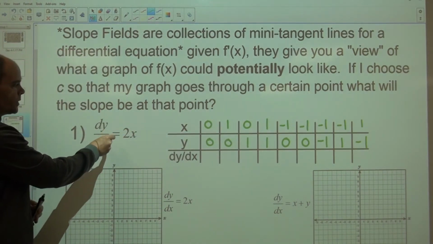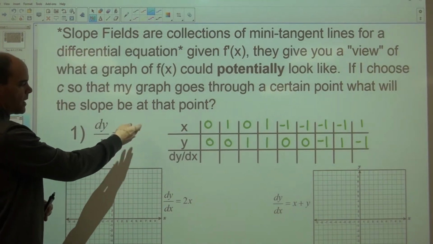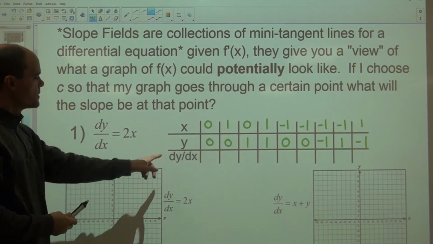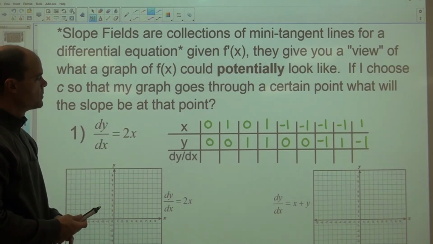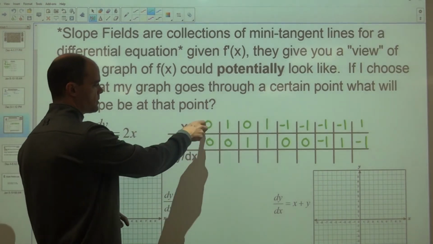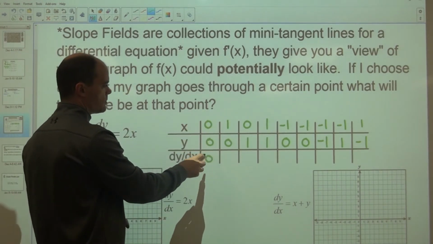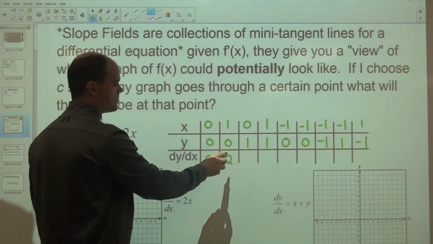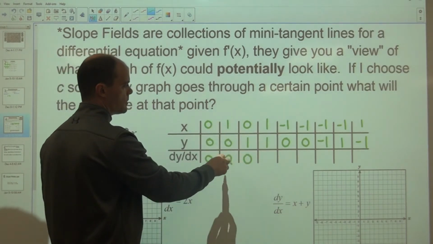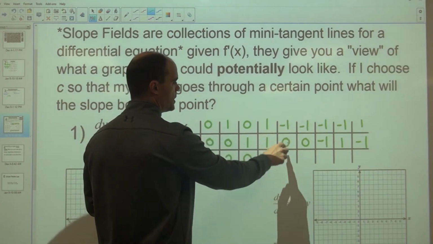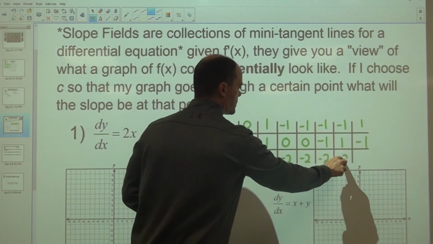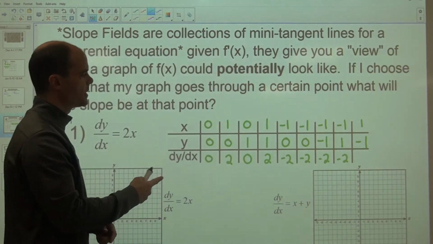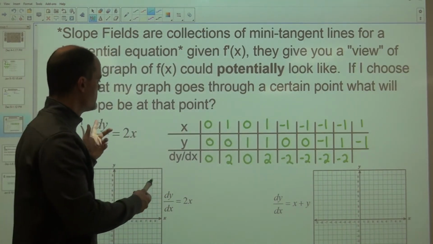Well, this one's only in terms of x. There is no y value here. So basically, the slope will be equivalent to 2 times whatever my x input is. Well, 2 times 0 is 0. 2 times 1 is 2. 2 times 0 is 0. 2 times 1 is 2. Negative 2, negative 2, negative 2, negative 2. And when I get to 1 comma negative 1, the y value doesn't matter. I'm still going to get 2.